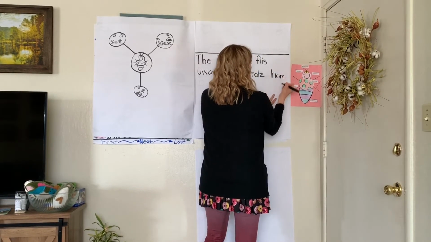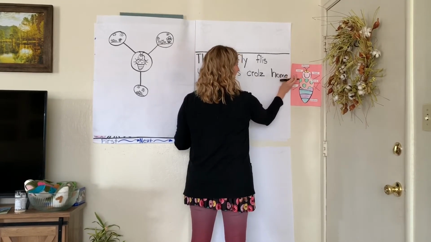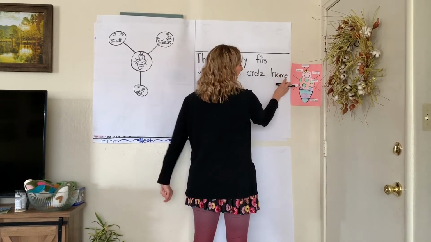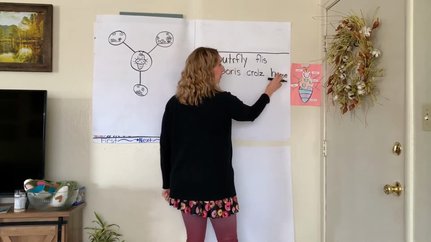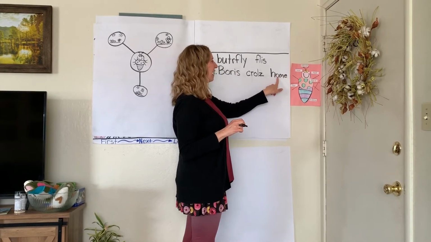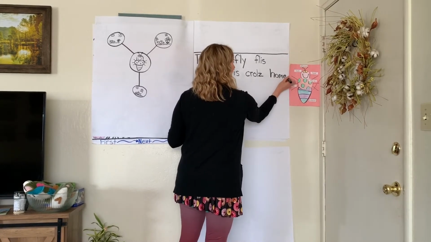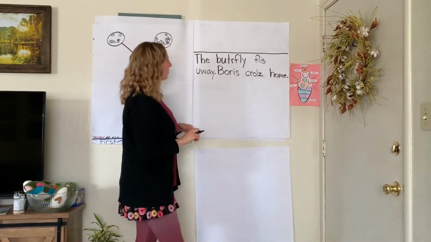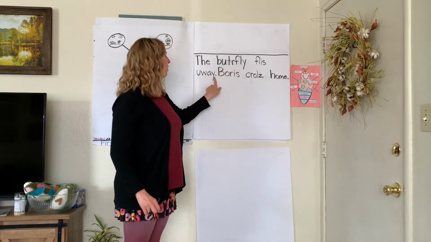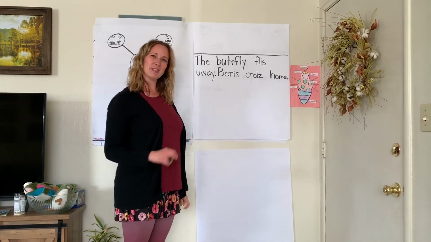Oh, I remember bossy E has to go at the end of this word, because if it wasn't there, this would be hom. So once I add that E at the end, it makes the first vowel say its own name. So when the E is at the end, the first vowel says its name. So now it says home. Period at the end. Let's read what we wrote. The butterfly flies away. Boris crawls home. I think that's a pretty good ending.